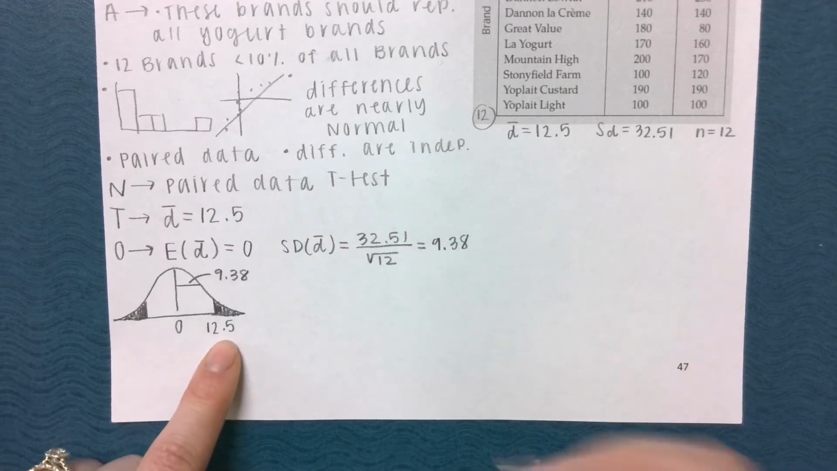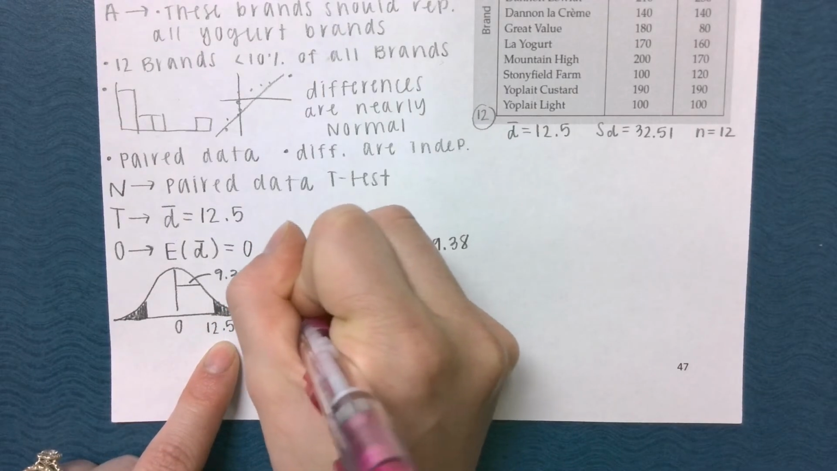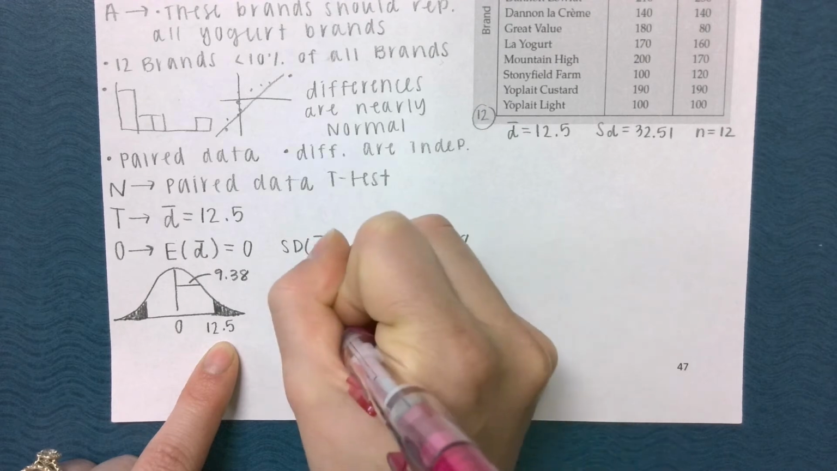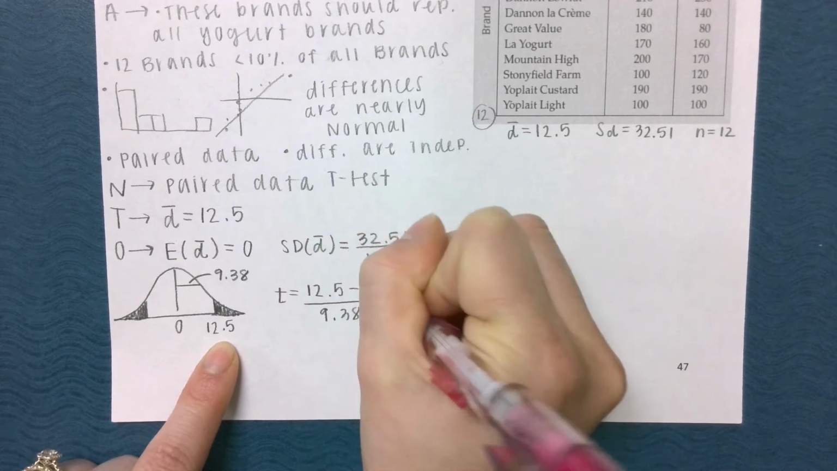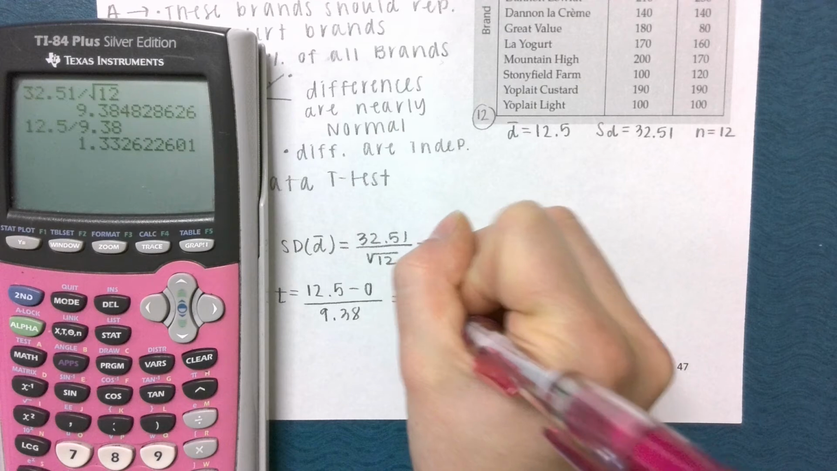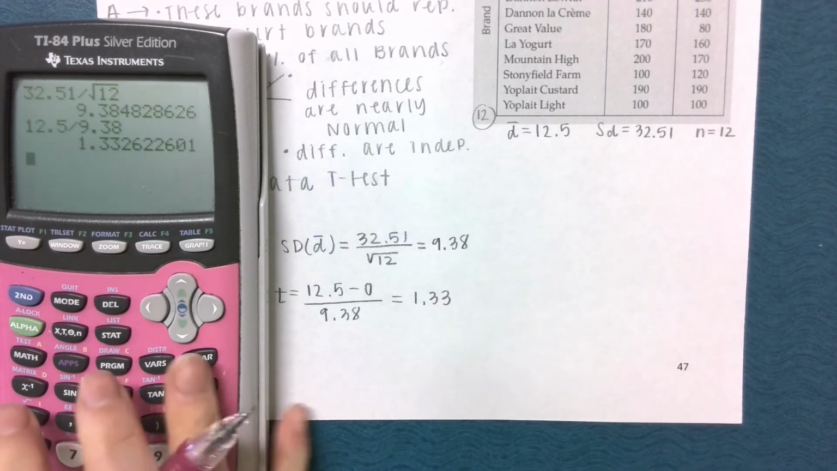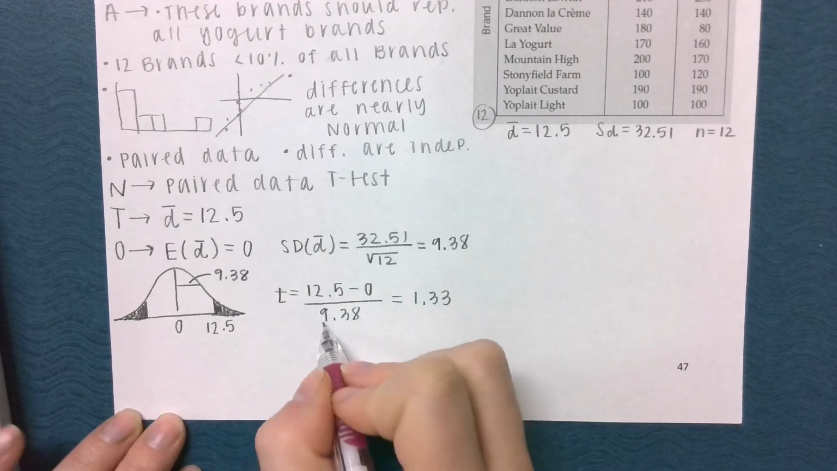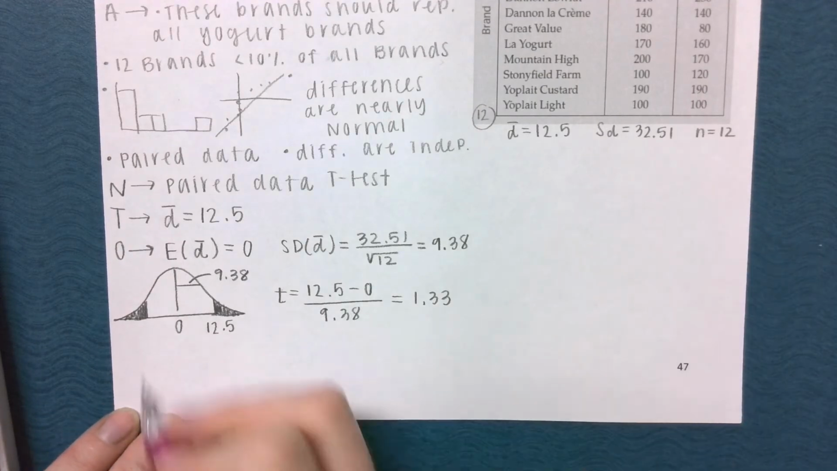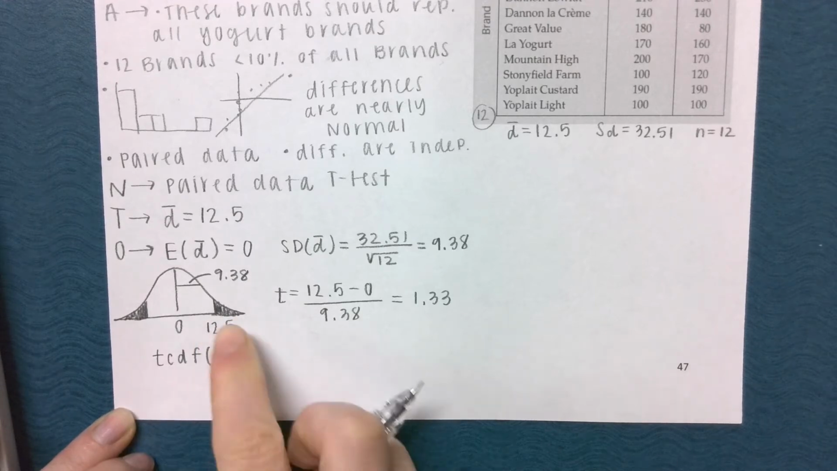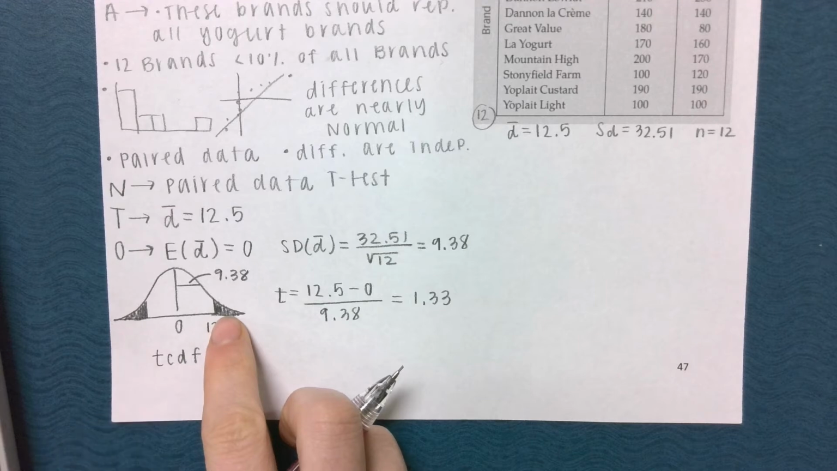From here, I can go ahead and change this into a t-score. So I'm going to have 12.5 minus 0 over that standard deviation. So 1.33. Okay, and from here, since it's just one sample and I know my sample size was 12, I can go ahead and use TCDF. Okay, I'm going to start with finding just this right-hand side.